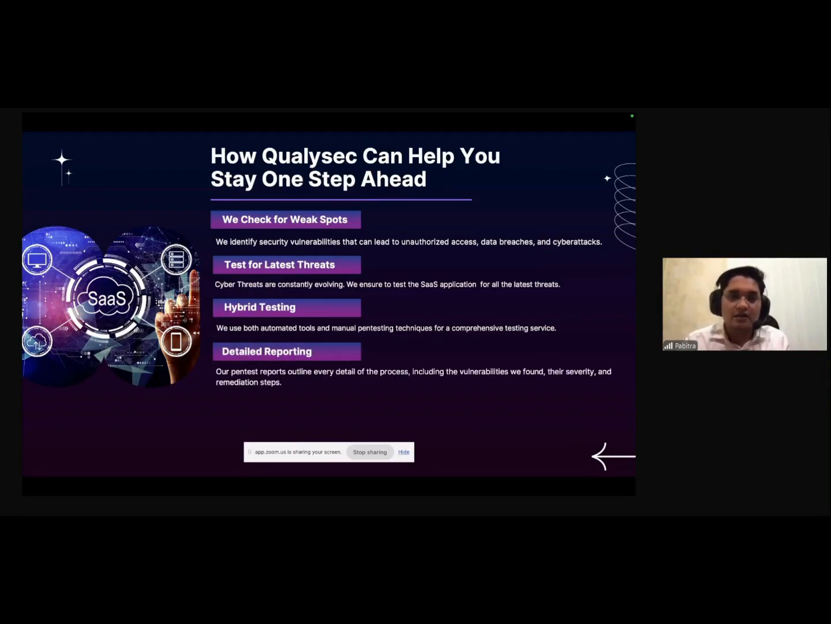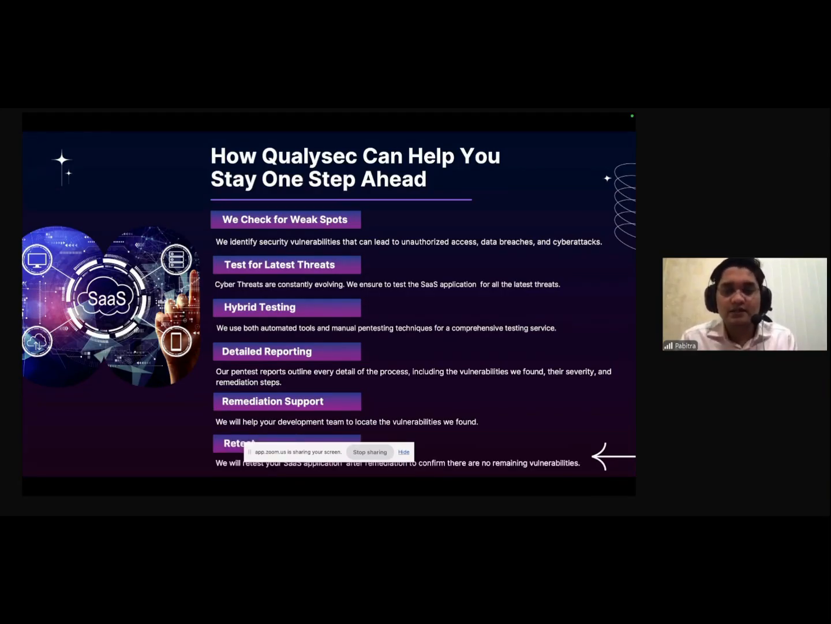And we also provide detailed reporting. In a report, you get the name of the vulnerability, the description, the consequence, where we found the issue, how we found the issue with a screenshot, and how your development team can fix it with guidelines. We also provide remediation support, so that when your team is fixing, if they need any help, we can help them. As well as we perform the retest, to ensure that the issues we found previously have been completely fixed.